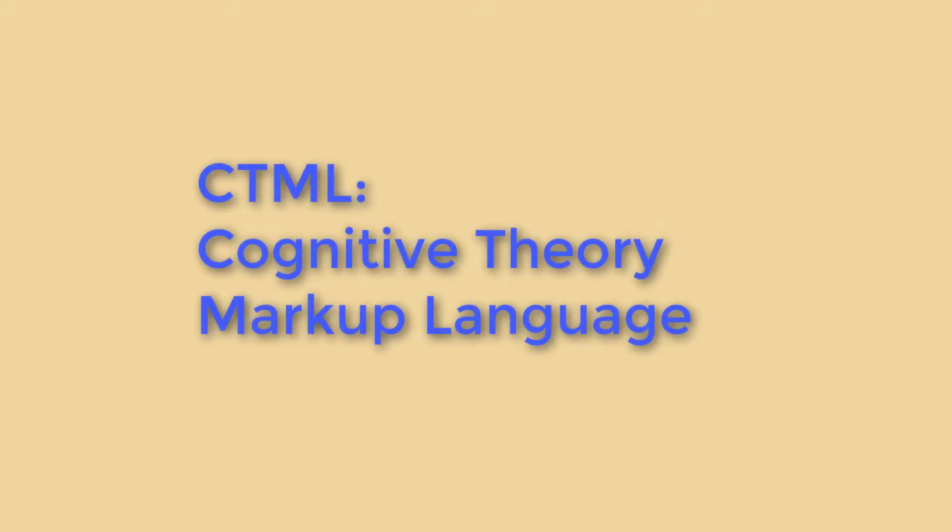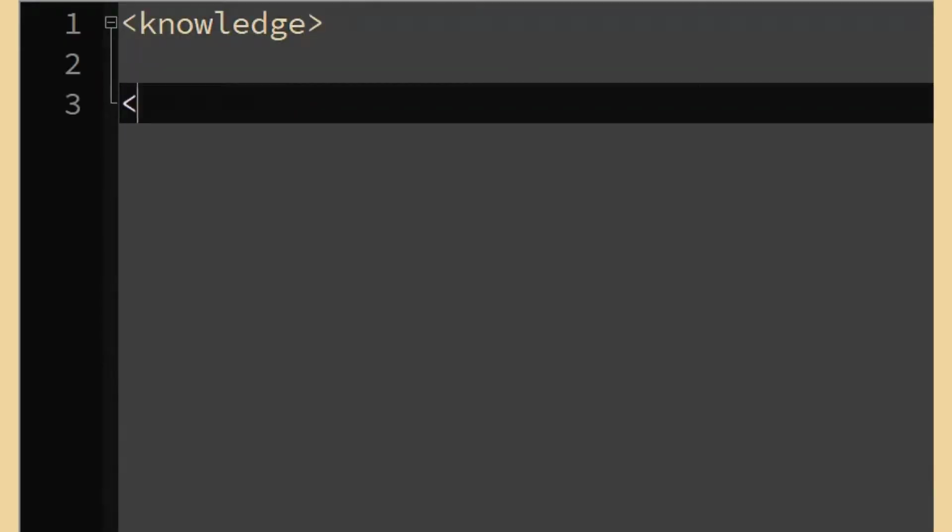Hello, and let's talk about CTML, the Cognitive Theory Markup Language, where we use SGML or XML computer symbology to represent how we learn things. Let's take a look. The tags appear in pairs, and we'll start with a knowledge tag. We need an opening and closing tag.